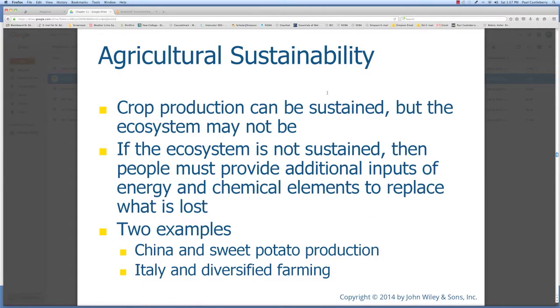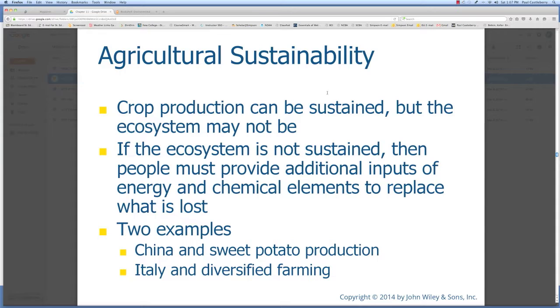Okay, we've been mentioning agricultural sustainability. Let's get into it. While we can sustain production of crops, the ecosystem itself, such as the soils, such as the surrounding area, may not be. And so if the ecosystem itself is not sustainable, then we have to figure a way around this. We'll have to provide additional ideas, energy, and even chemical elements to replace what is lost in the soil.